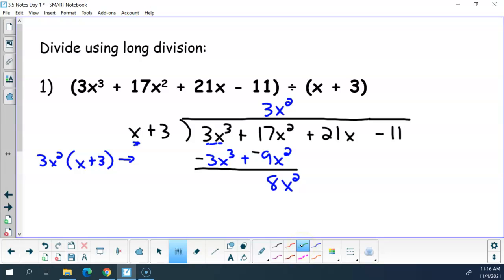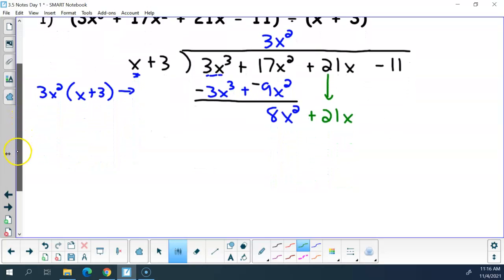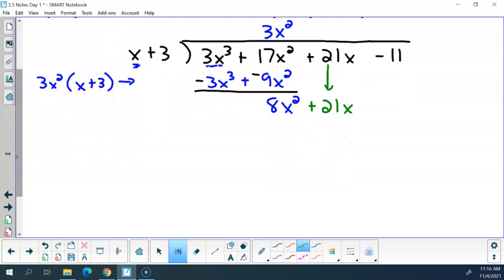Now what? We drop the next term down. So 21x has to come down. Okay. Now, if you've ever read the back of a shampoo bottle, it says rinse, lather, and repeat. So we're going to repeat that process again.